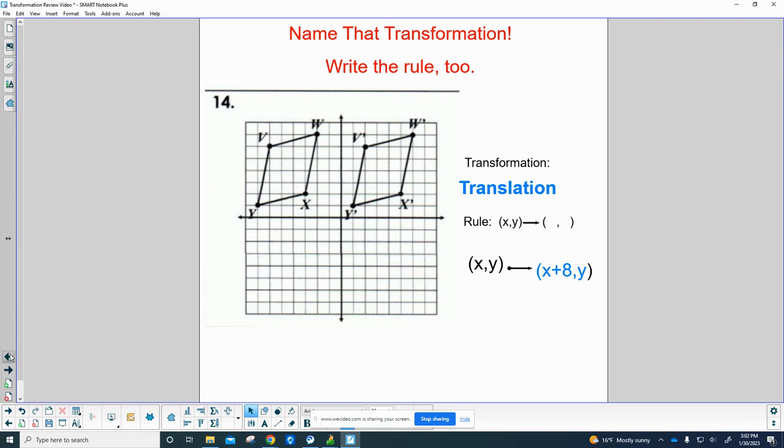On number 14, in this particular translation, we start on the left side with our pre-image and move over to the right side. You can see it's only sliding in one direction, the positive x direction. We count 1, 2, 3, 4, 5, 6, 7, 8. So it goes over 8 spaces, but doesn't go up or down.